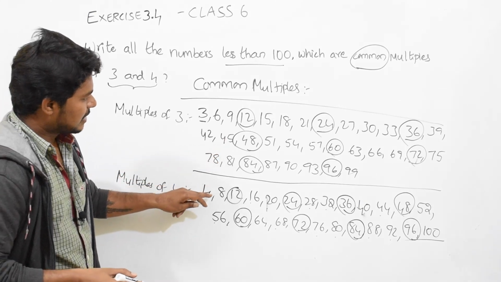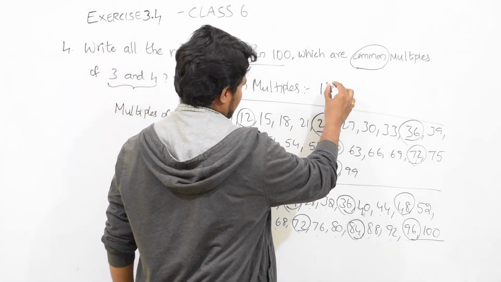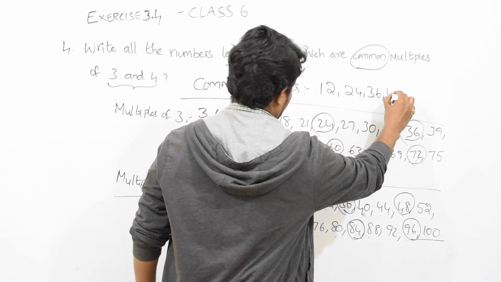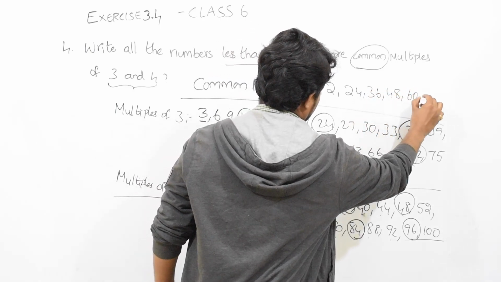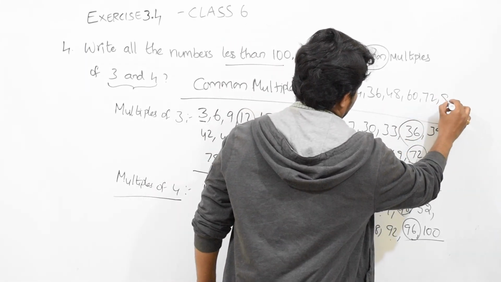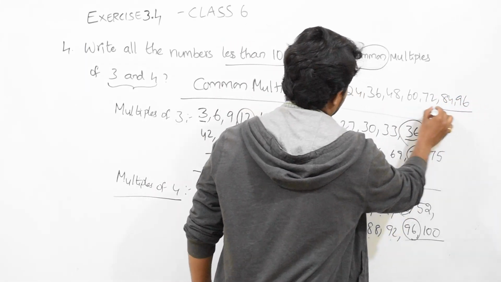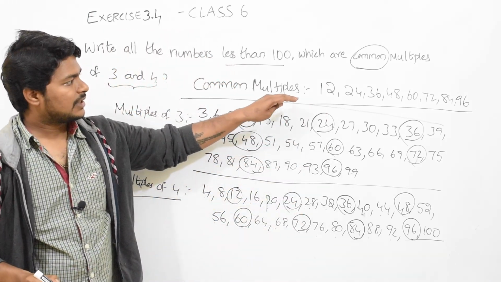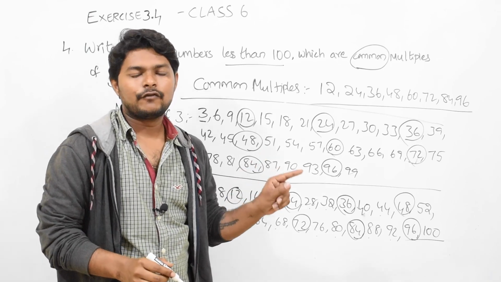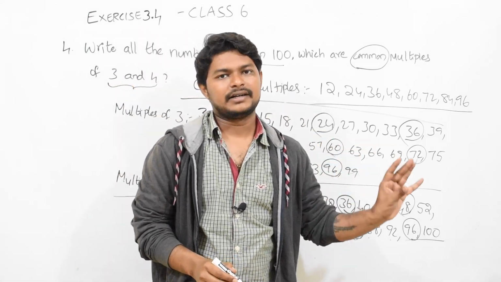So what are the circled numbers? First thing is 12, 24, 36, 48, 60, 72, 84, 96. I think it's visible, right? So these are the common multiples of 3 and 4 less than 100.